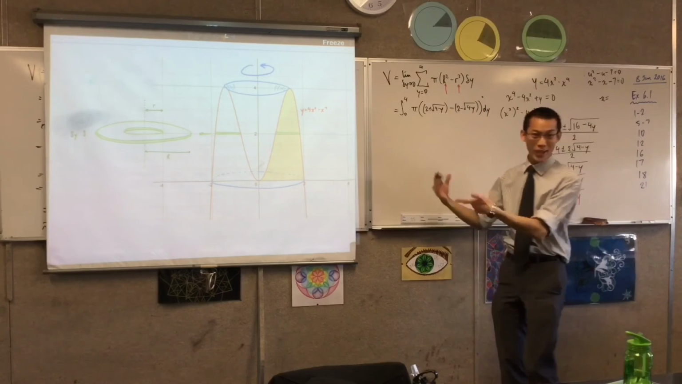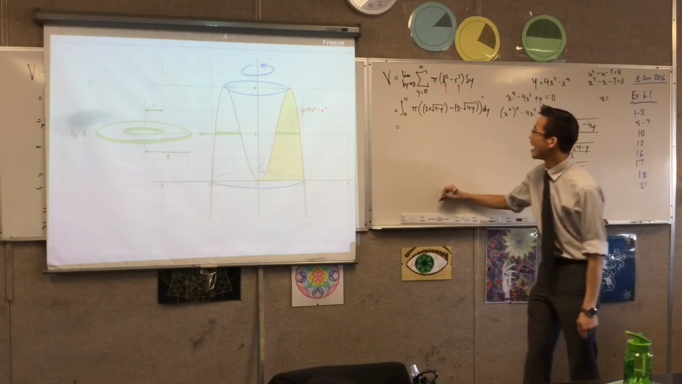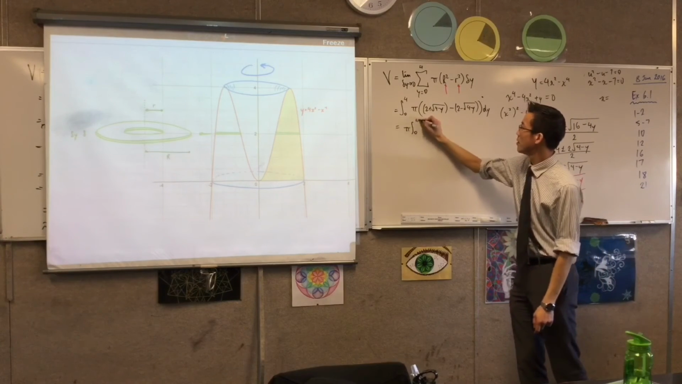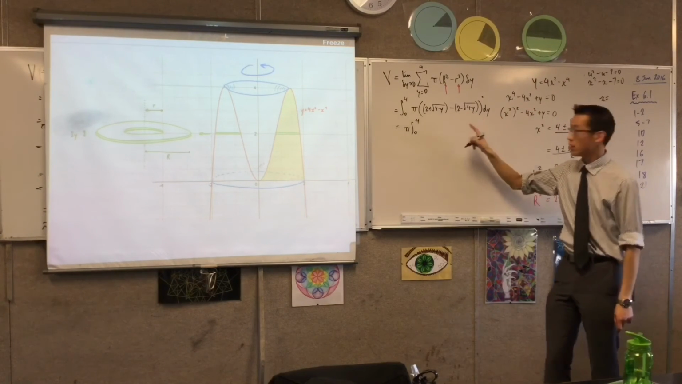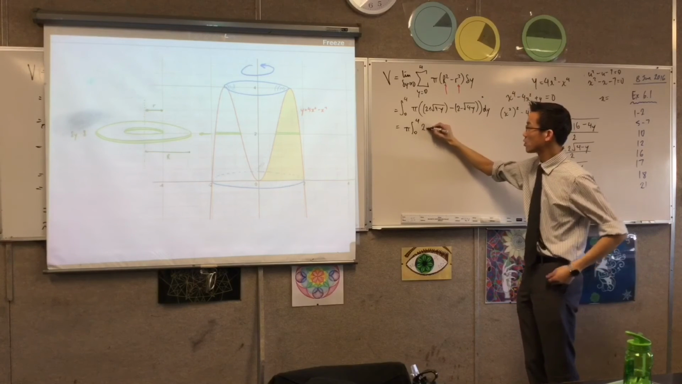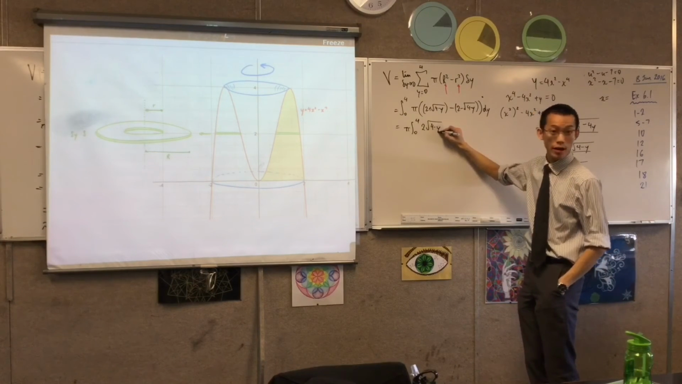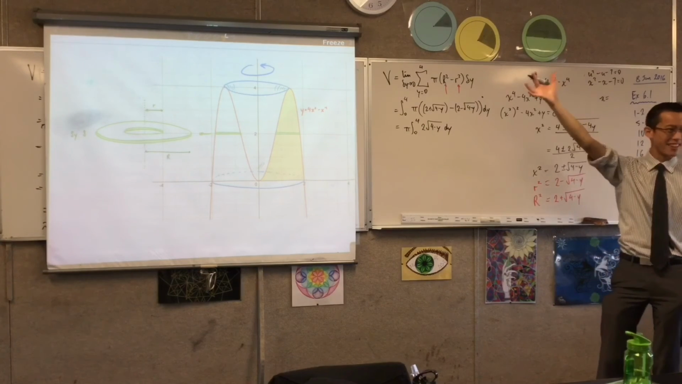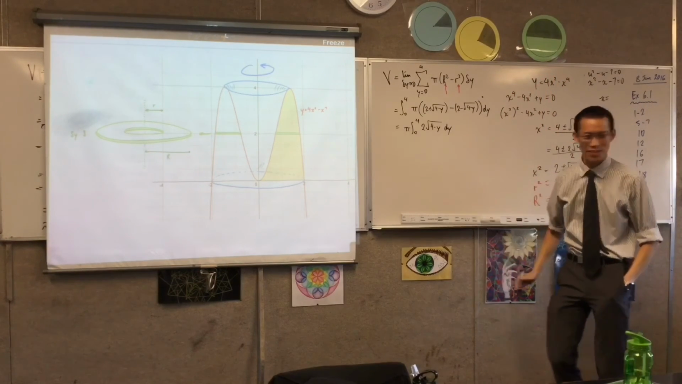Okay, some sweet cancelling happening in here, right? I'm going to take a pi out, so that leaves me with that. And then what do you get here? The 2's cancel, which leaves you 2 root 4 minus y, dy, okay? And after the integration topic we just did, we can make mincemeat of this, right?